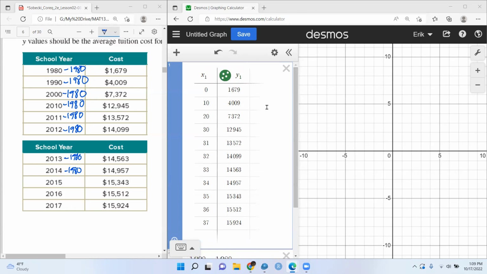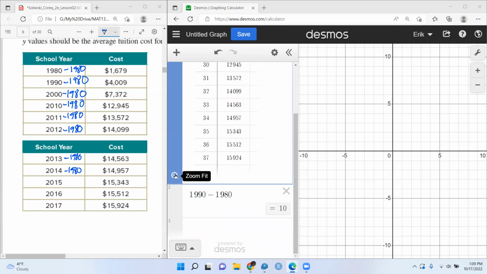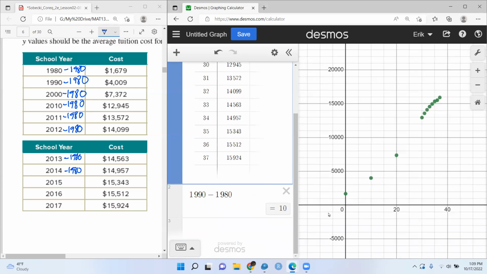So remember, if we want to see the scatter plot, you want to click the little zoom fit button in the bottom left. And there is the scatter plot of our data.